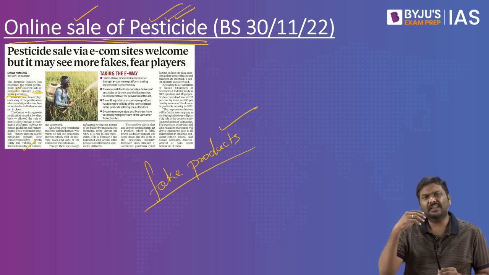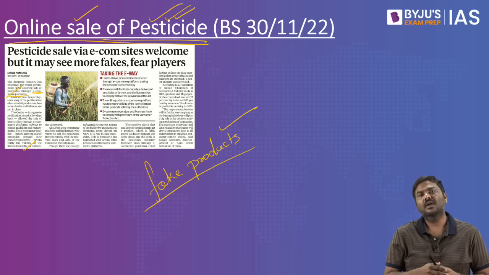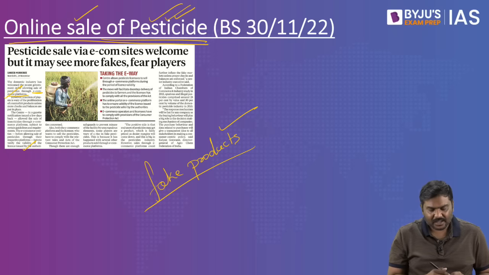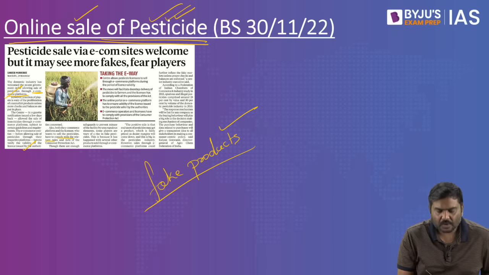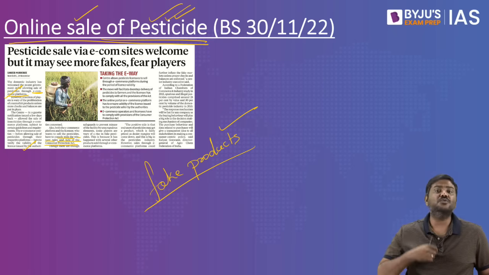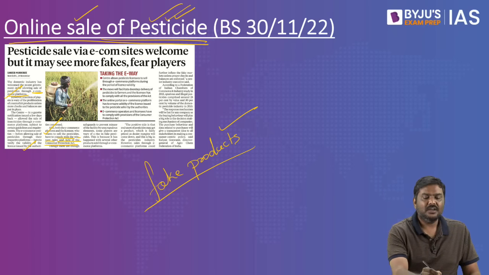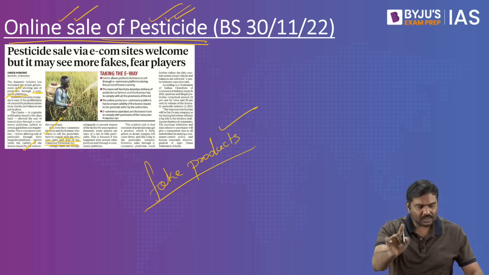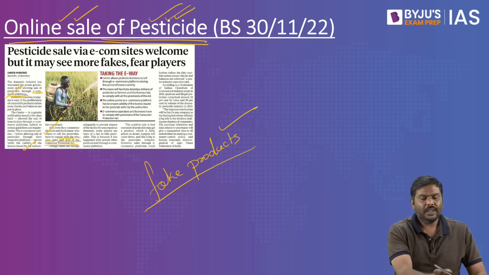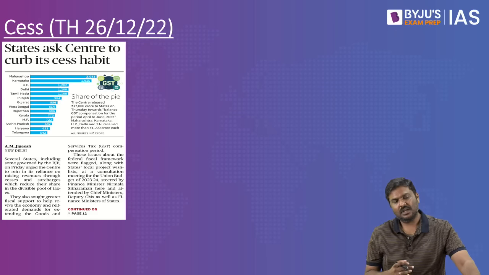Second, be it the seller or the platform provider, everybody on the selling side will have to comply with the relevant rules and acts of the Consumer Protection Act. So these are the 2 very important guidelines which the Government of India says that all the stakeholders will have to follow in order to sell pesticides using e-commerce platforms.